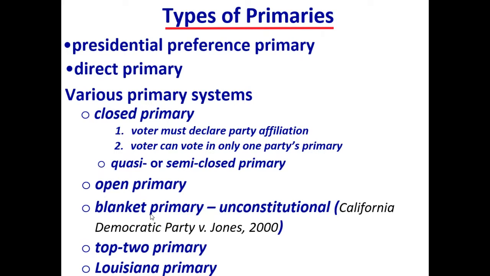And California was one of those states that used the blanket primary. And the basic reasoning of the court, if I remember correctly, was that the blanket primary forces a party to endorse a candidate they may not support.